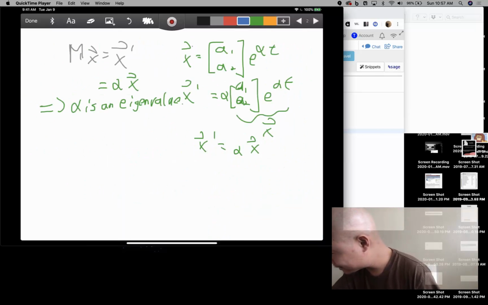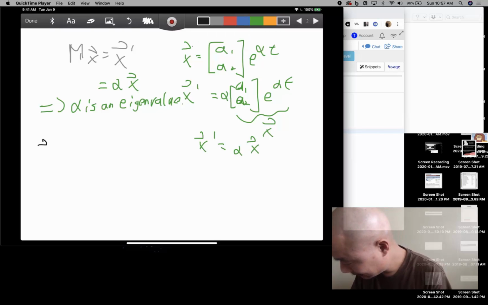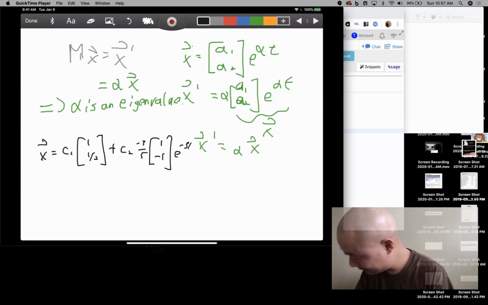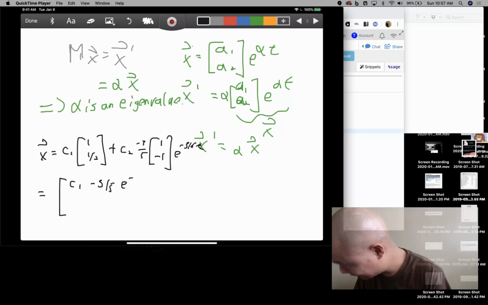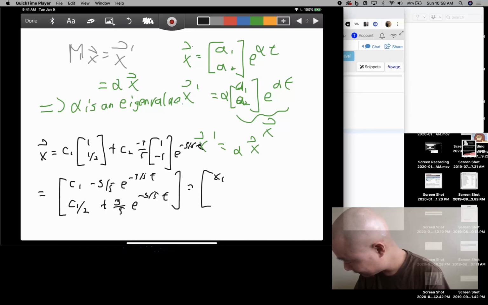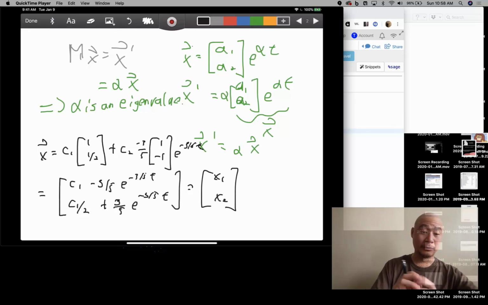So if we go back here, what this is telling us is that the general solution is going to be C1, 1 1/2, plus C2, minus 3/5, 1 -1, e to the minus 3/5 t, which is expressible as C1 minus 3/5 e to the minus 3/5 t, and then C1 over 2 plus 3/5 e to the minus 3/5 t. Remember that that's equal to the functions x1 and x2. So that gives me a general system of equations.